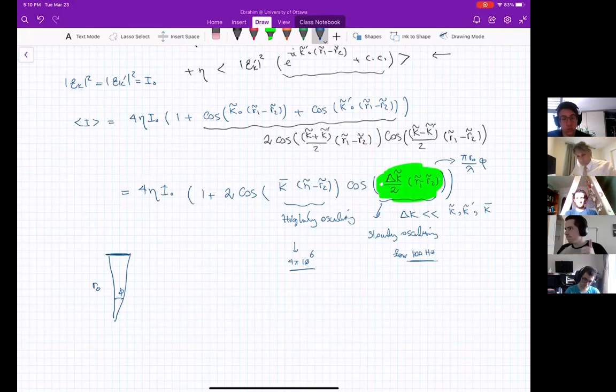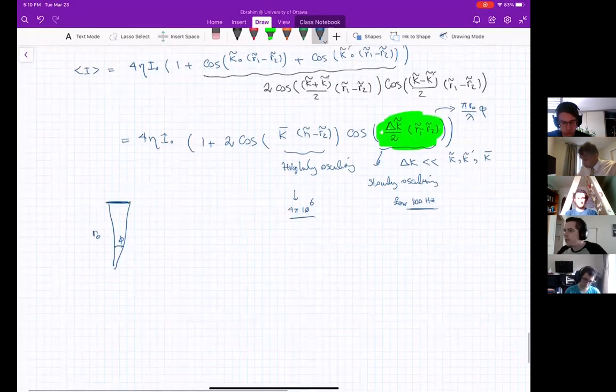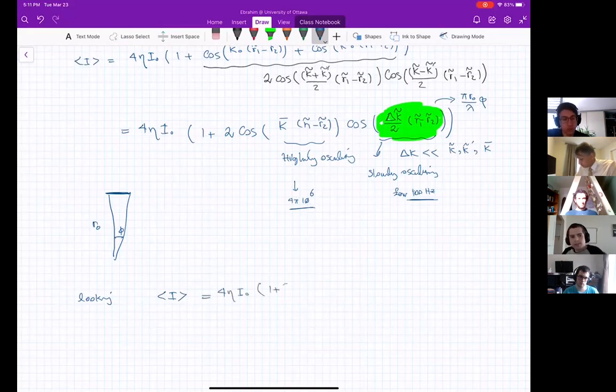All right, so that is the scenario. By looking at the interference, or the intensity over time, if you have a film there, or a CCD camera, and you look at the fringes, essentially you will get eta I0 times 1 plus 2 cosine of k average of R1 minus R2, which can be simplified. I don't want to take care of this. Cosine of pi R0 divided by lambda phi.